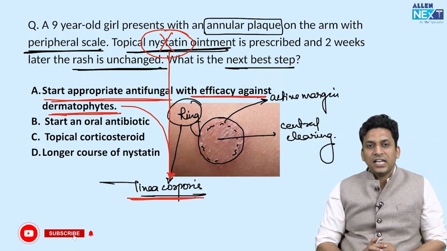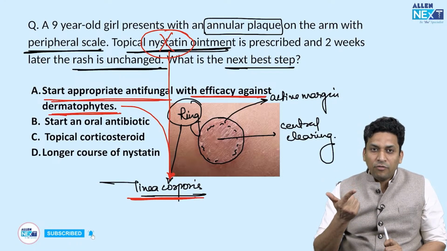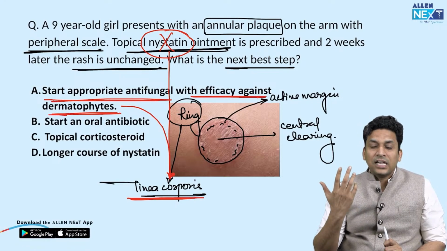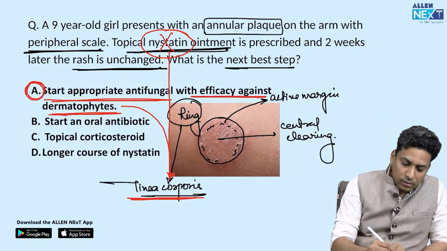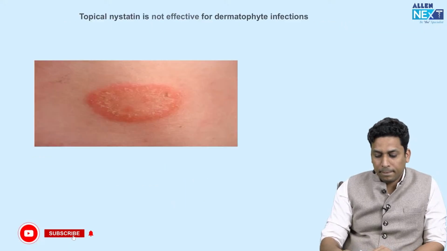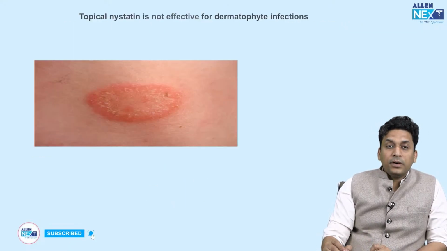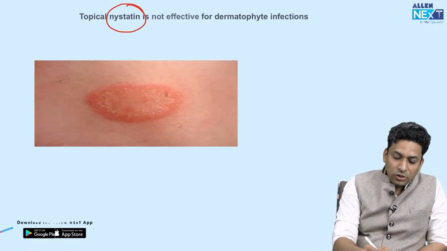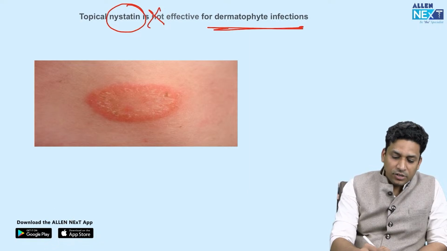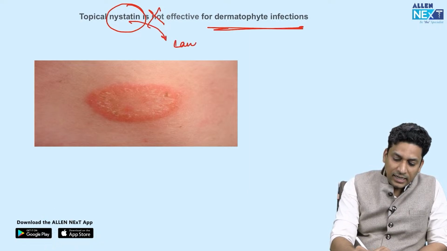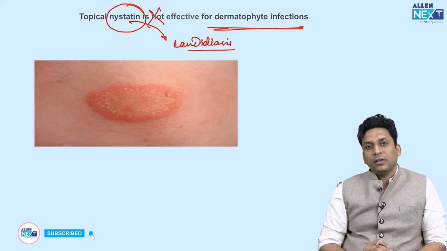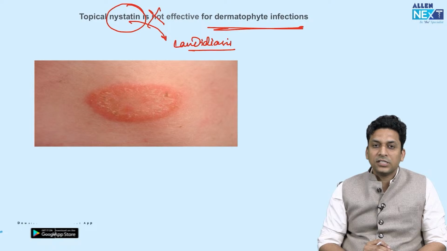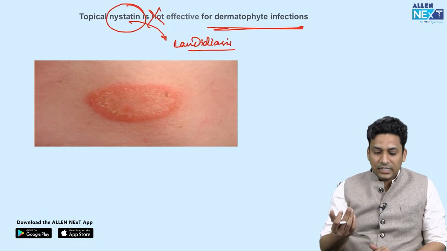So you need to start appropriate antifungal with efficacy against dermatophytes, because dermatophytes cause tinea infection. What are dermatophytes? Like epidermophyton, trichophyton. So these are dermatophytes. So answer becomes A. Remember that nystatin is not effective against dermatophytic infection, but it is effective against candidiasis. Though it is an antifungal agent, we are not going to use this because this is not candidiasis, this is tinea.